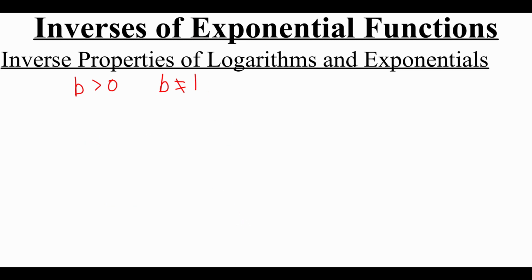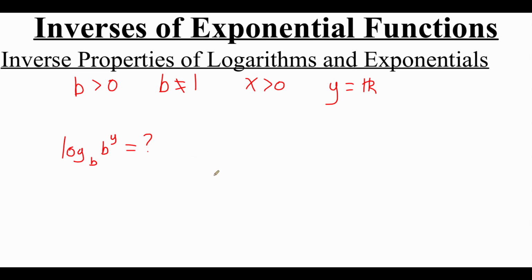A couple more properties I'm going to throw your way. Same exact restrictions on b. b needs to be greater than 0 and b cannot be 1, but I'm going to throw a couple extra restrictions on here because we're going to have a couple more variables show up. When we look at our x values in these properties, our x values need to be greater than 0. But when we look at our y values in these properties, these can be any real number. So the first one I want to look at is log base b of b to the y power. And we're trying to figure out what that's going to equal.